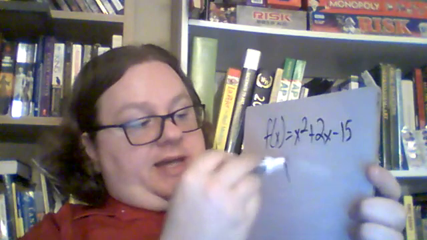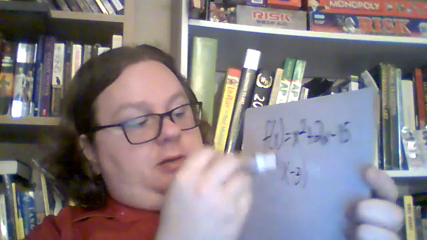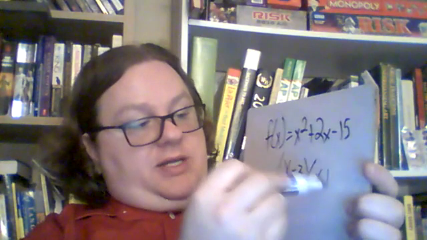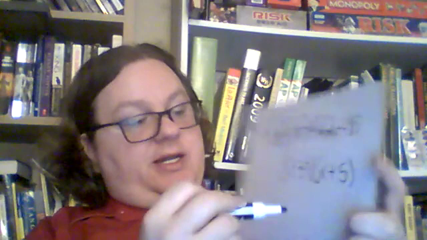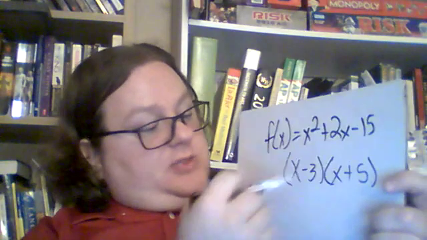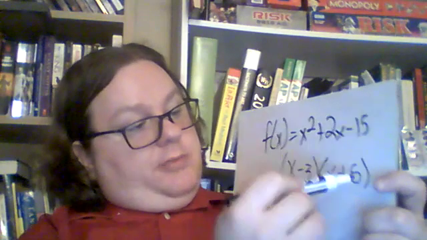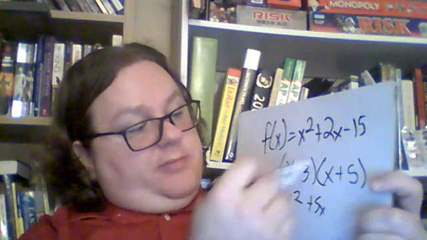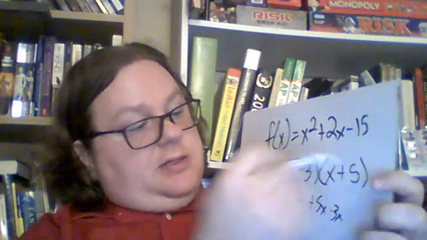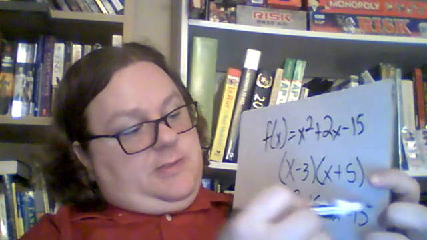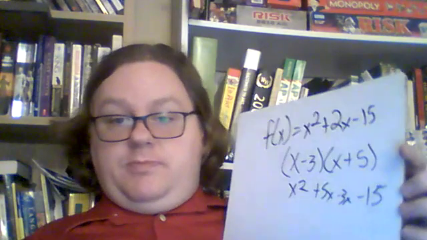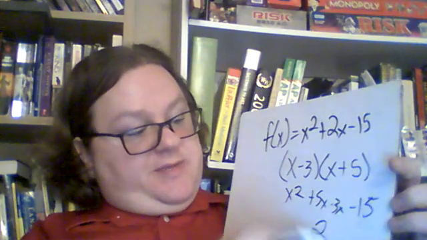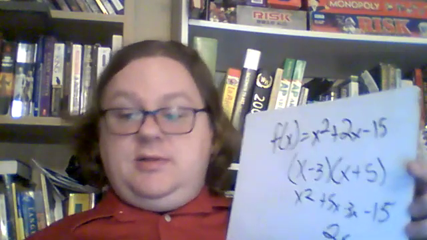So we're going to go x minus 3, x plus 5, and then it's always a good idea to check. So x squared plus 5x minus 3x minus 15. And it looks like we're good, because that 5x minus 3x gives me 2x.